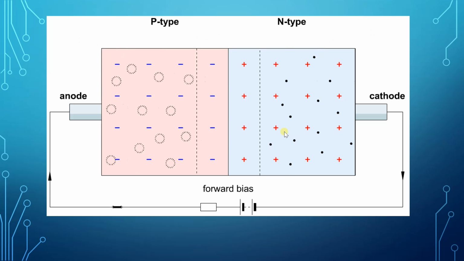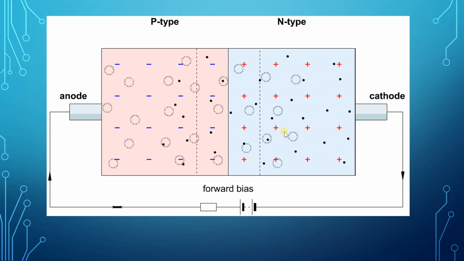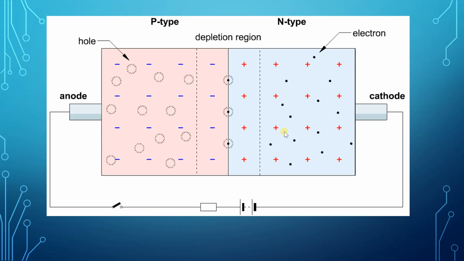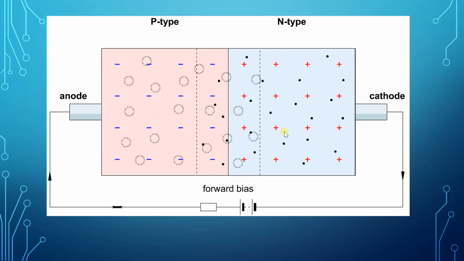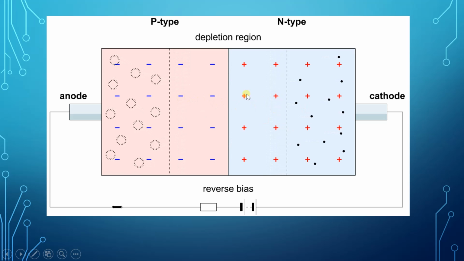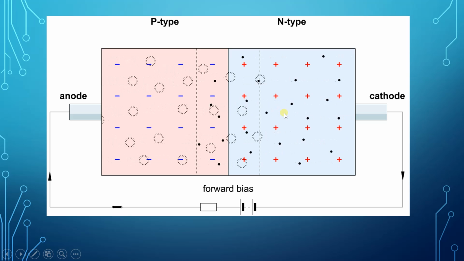When it is forward biased, the depletion layer is of less width. When it is reverse biased, the depletion layer is wider, as shown here. This is wider. The depletion layer in the reverse bias is wider.